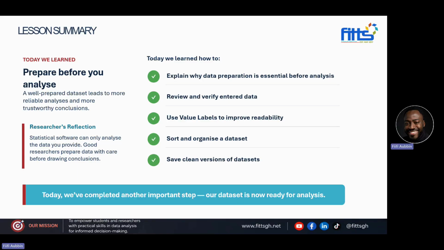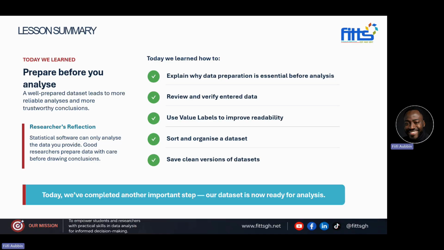We learned that entering data into SPSS is only part of the process. Before we analyze our data, we must first make sure it is accurate, complete, and well organized. We began by reviewing our dataset through a visual inspection, checking that the values entered were reasonable and consistent with our research study. We then explored value labels and saw how SPSS can display meaningful labels such as male and female instead of the numerical codes we entered during data collection. This makes categorical data much easier to read without changing the underlying values.